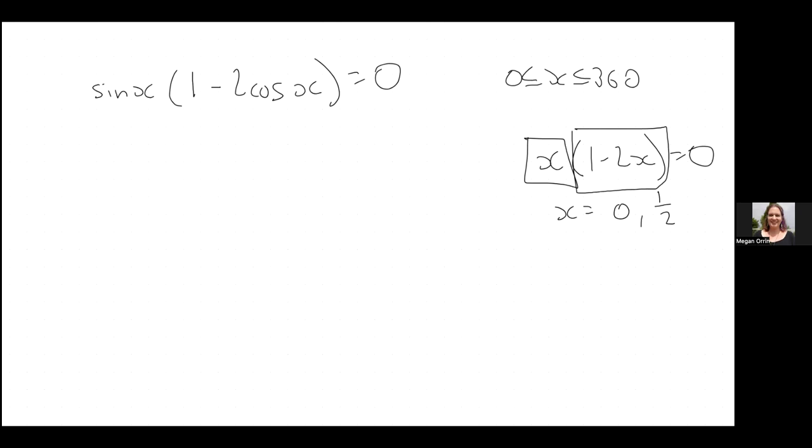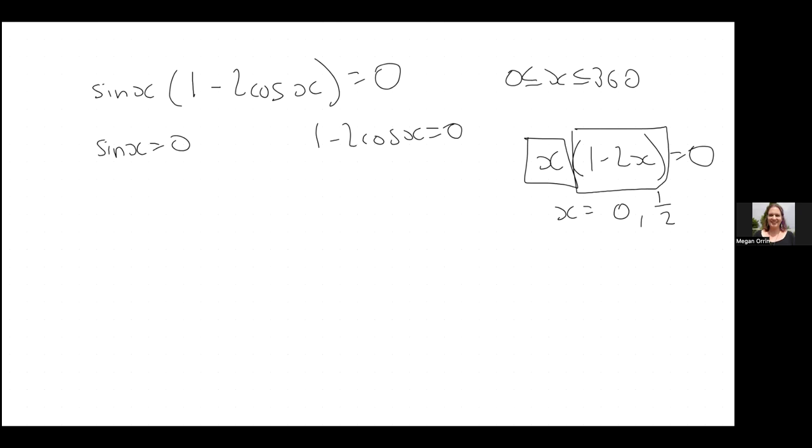So what I'm going to do is think about this separately. This equals 0 or this equals 0. And I'm going to solve them separately because I need multiple answers because I have multiple x's. So what is sine x when it's 0? What's x?